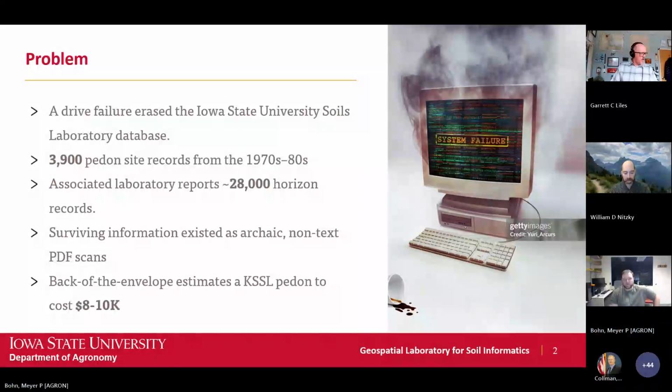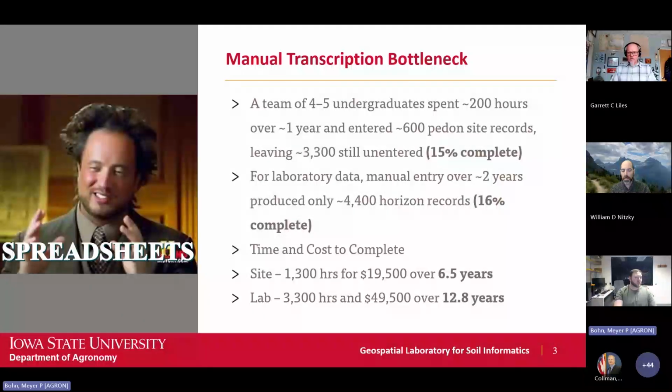And really, this effort is something that just had to happen because Ryan Dermoody at Waverly had estimated that it could possibly take $8,000 to $10,000 just to do one KSSL head-on. So it's a decent number to tack on to how important these data are. So when we initially started, I had a team of 4 to 5 undergraduates that had spent 200 hours over a year. They got about 15% done. And then we also had the associated laboratory data with the site data.